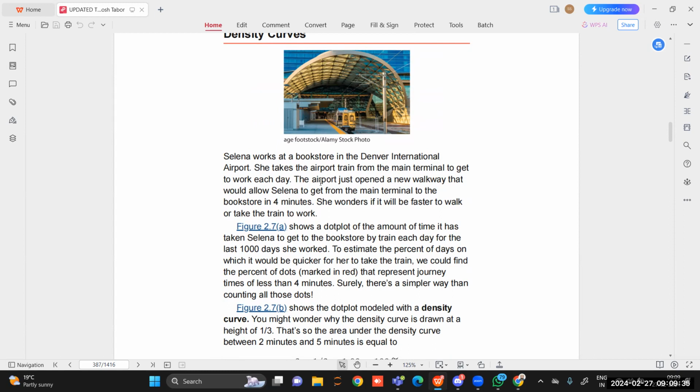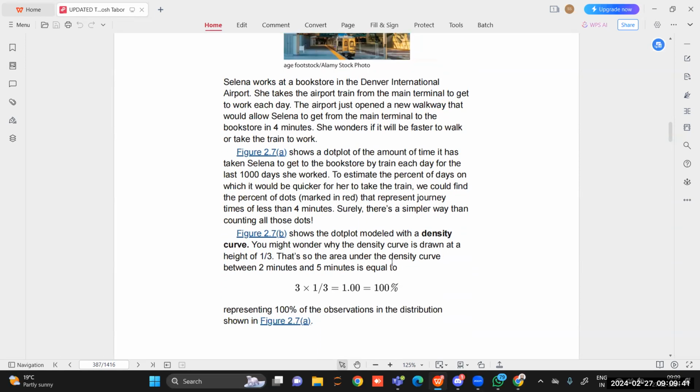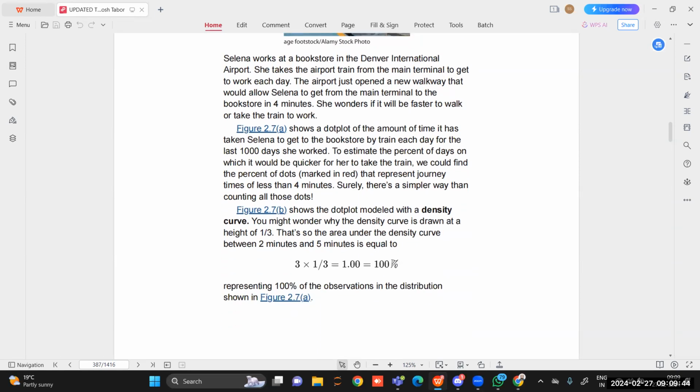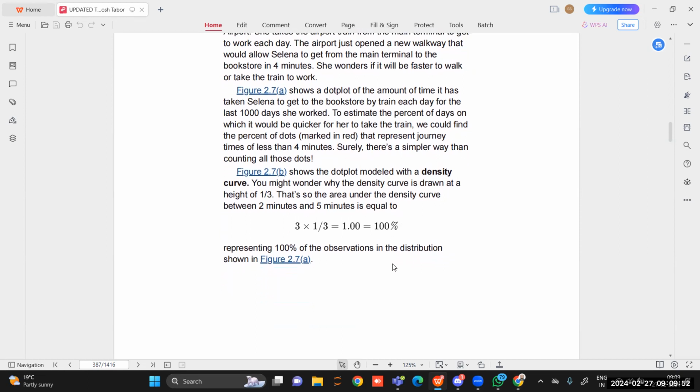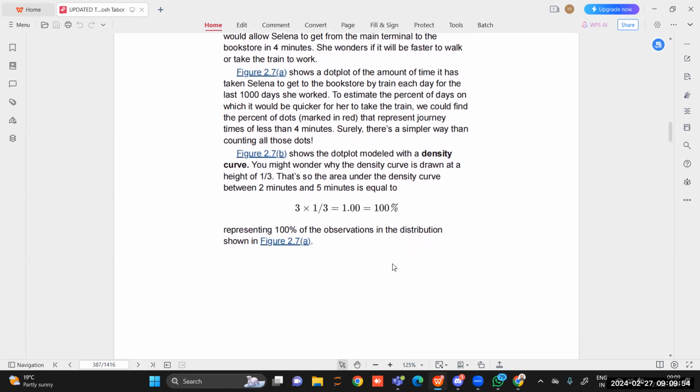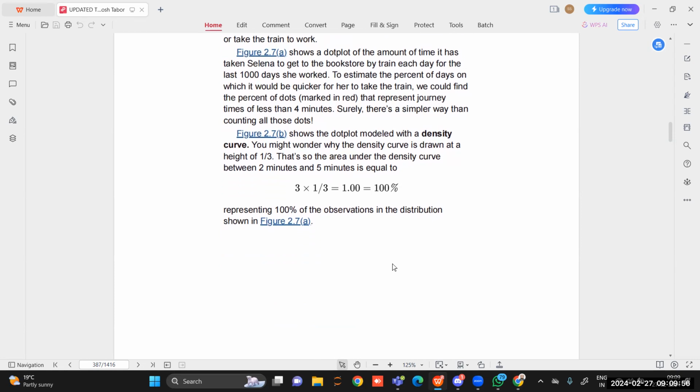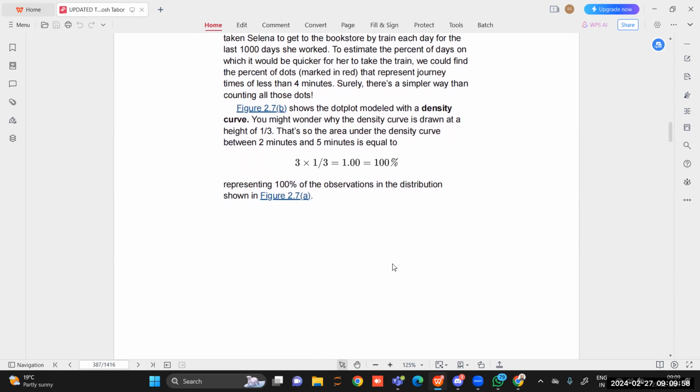She wonders if it will be faster to walk or take the train to work. Figure 2.7a shows a dot plot of the amount of time it has taken Selena to get to the bookstore by train each day for the last 1,000 days she worked. To estimate the percent of days on which it would be quicker for her to take the train, we could find the percent of dots that represent journey times less than 4 minutes.